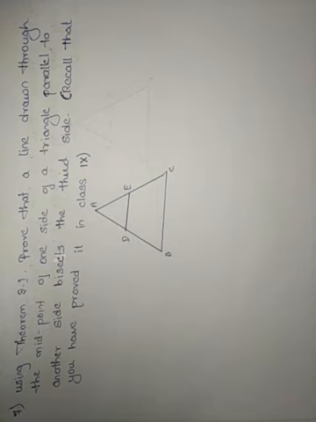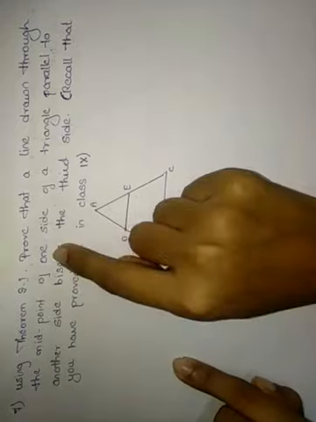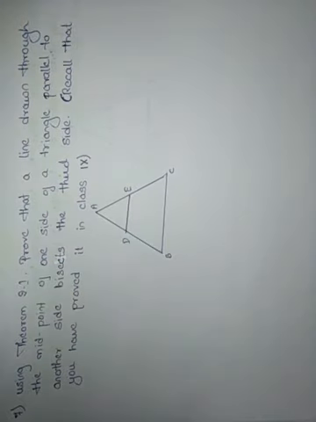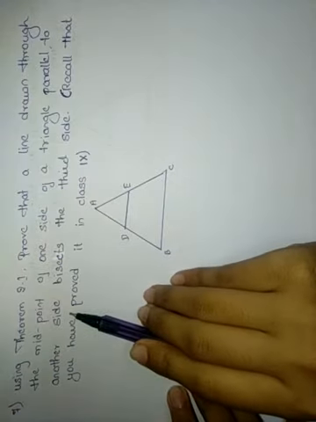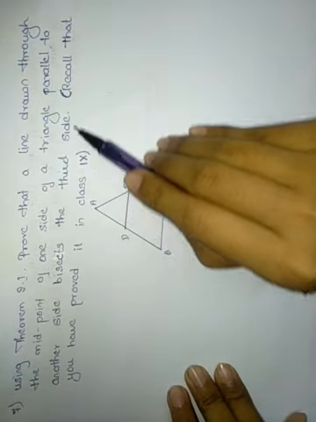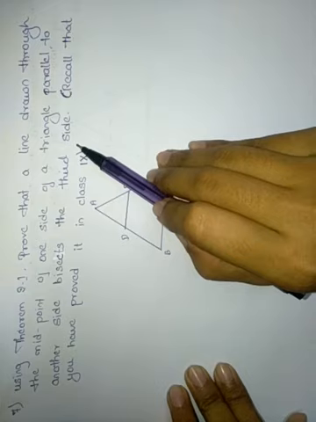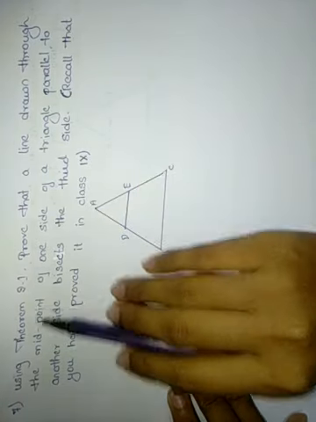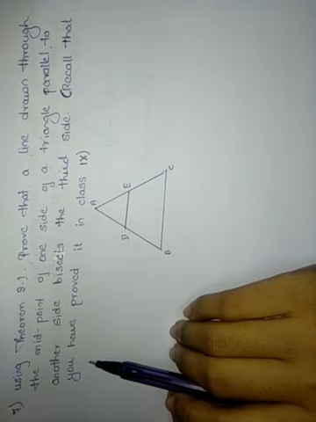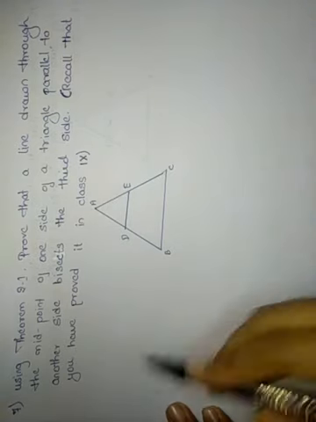proportionality theorem, right? So, prove that a line drawn through the midpoint of one side of the triangle parallel to another side bisects the third side. This is nothing but the midpoint theorem, right? So we have to prove this midpoint theorem using the basic proportionality theorem, right? So let us start the proof.